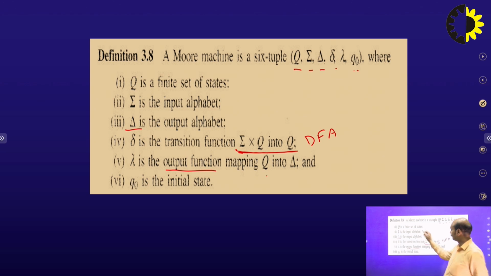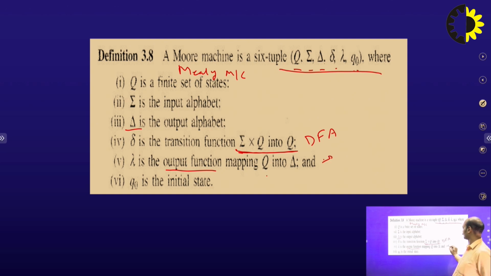What about the Mealy machine? A Mealy machine also has the same 6 tuples. There is only one difference: the output function of a Mealy machine depends upon the present state and the present input.